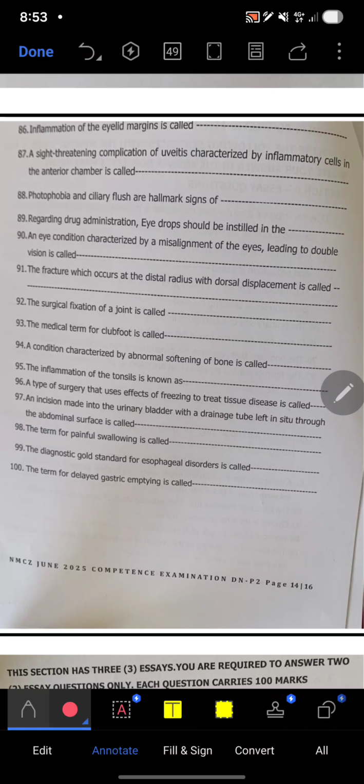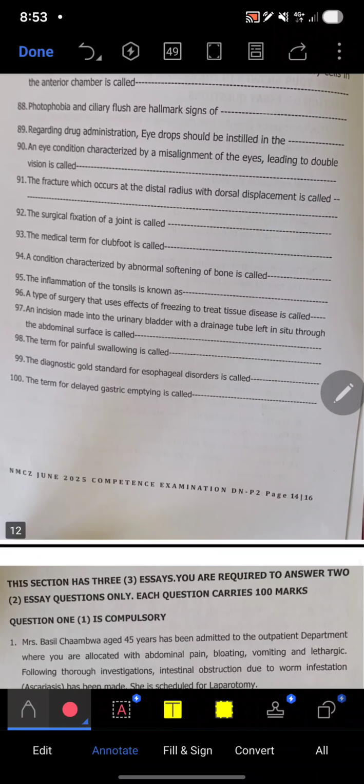92. The surgical fixation of a joint is called, the answer is, of course, arthrodesis. 93. The medical term for club foot is called, and the answer is Talipes equinovarus.